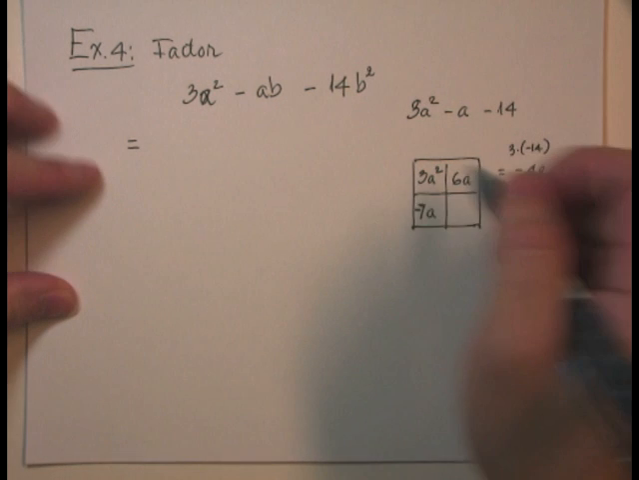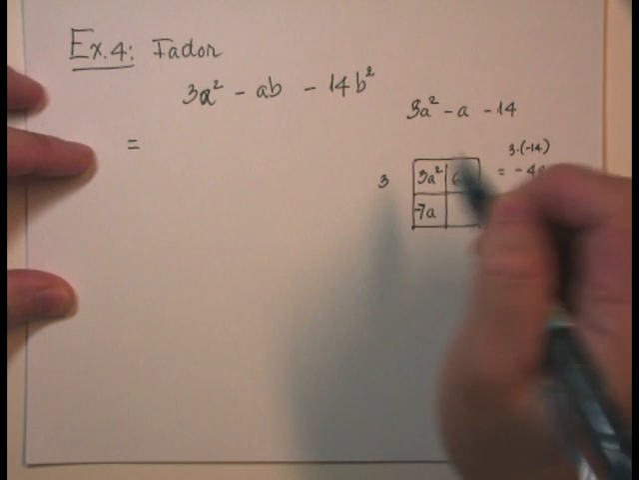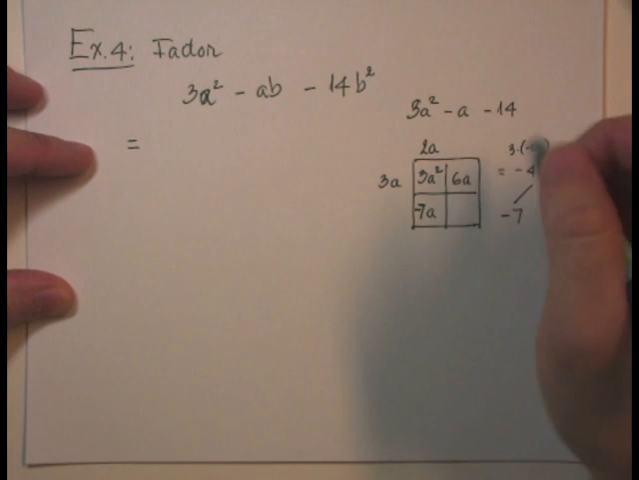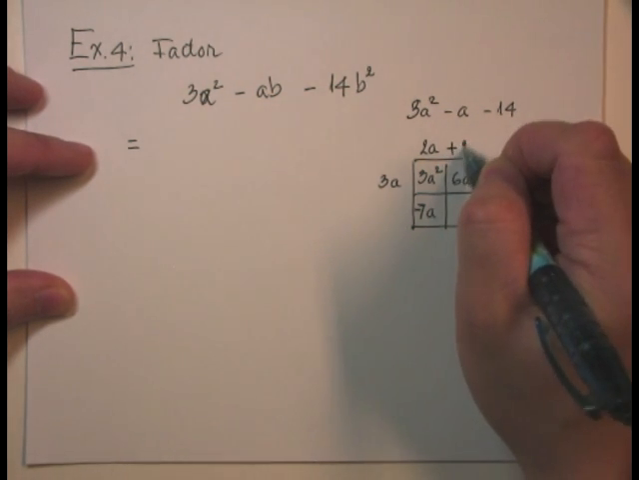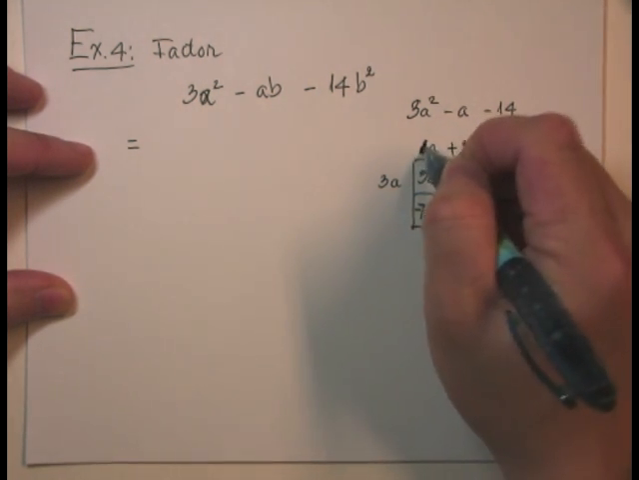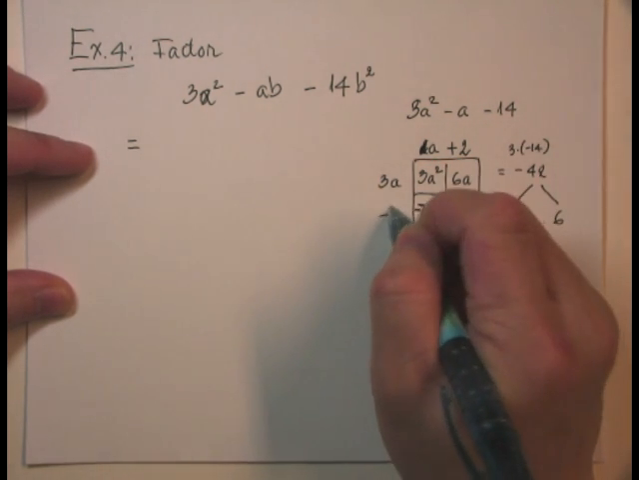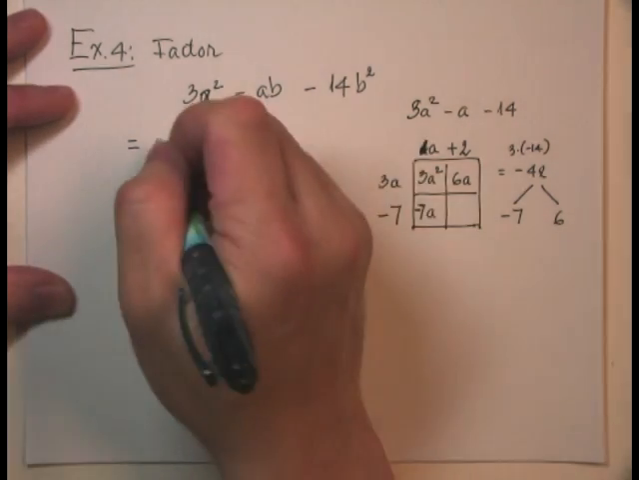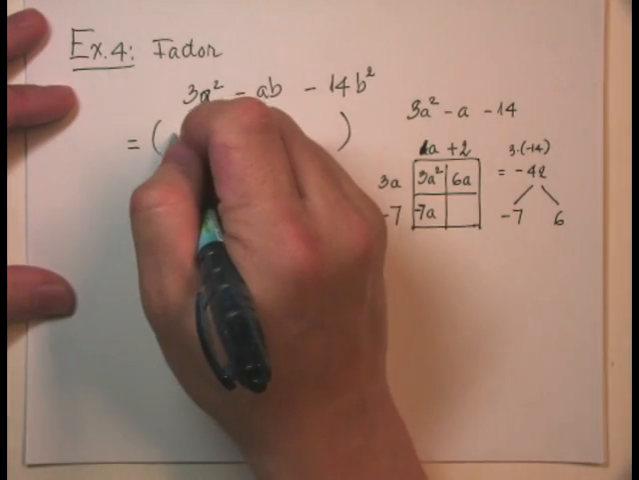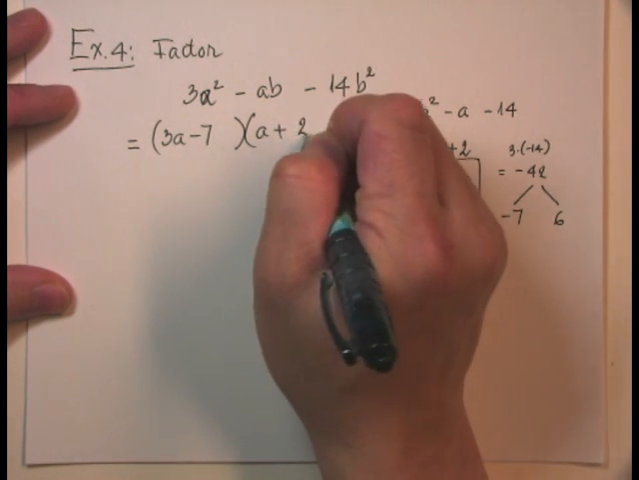And now here's my GCF for the two entries on the upper row, 3a, and so I'm going to need a here, sorry, and I need a 2 right there, a plus 2, and here I'm going to need a minus 7. And so my factors for sure must contain 3a minus 7 and a plus 2.